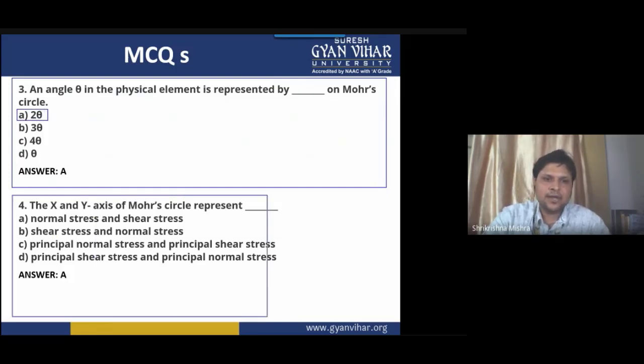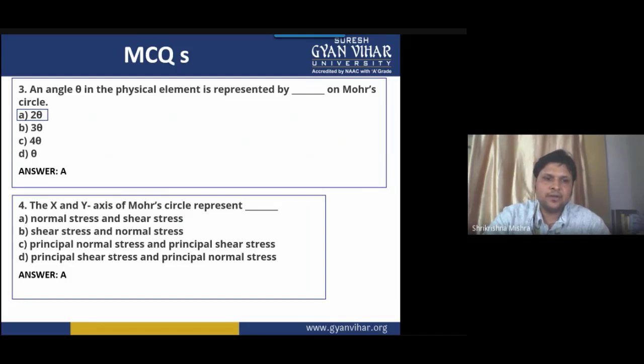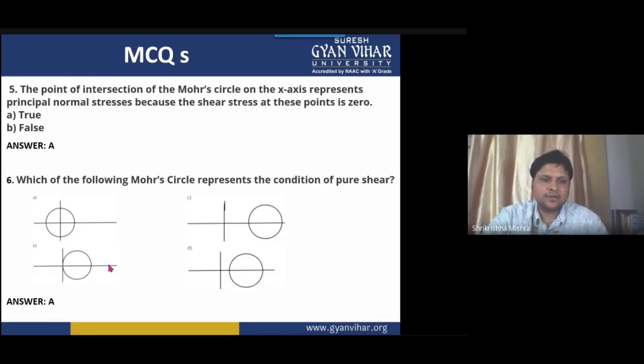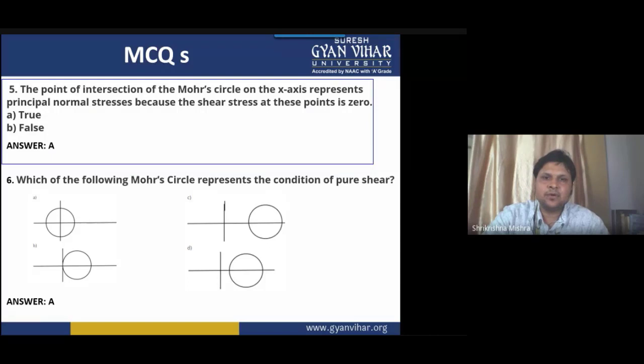And question number 4, the x-axis and y-axis of Mohr circle represents, we all know x-axis represents the normal stress and y-axis represents the shear stress. A is the correct answer. Coming into the next multiple choice question, the point of intersection of Mohr circle on x-axis represents principal normal stress because the shear stress at these points is 0. It is correct because shear stress at the point where the Mohr circle strikes the x-axis, here the value of shear stress is 0. Therefore, they give the value of principal stress. So, this is the correct sentence.